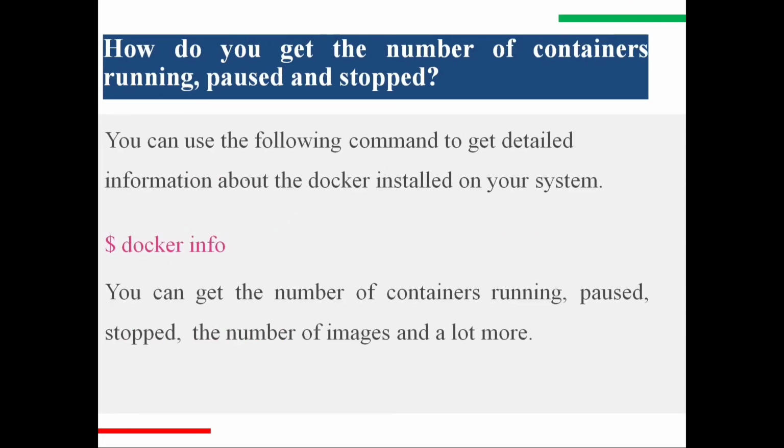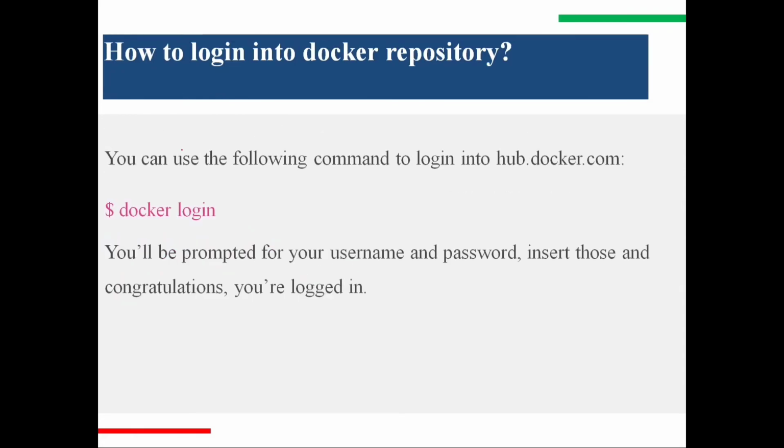How do you get the number of containers running, paused and stopped? You can use the command docker info. Using this command, you can get the number of containers which are running, paused and stopped. It will also display the number of images, and a lot more information is displayed using this docker info command. The next question, how do you log in to the Docker repository? From the terminal, if you want to log into your Docker repository in order to push your image, first we need to log in. That can be done using docker login. It will ask for your username and password. If you enter those correctly, you will be logged in, and after that you are allowed to push your images to Docker Hub.